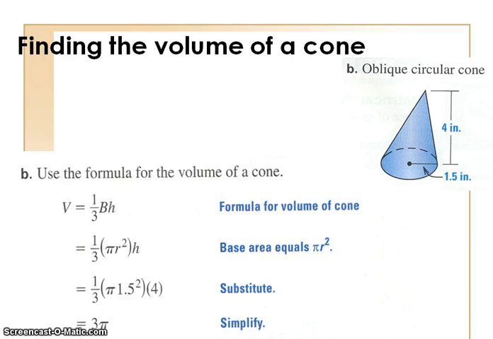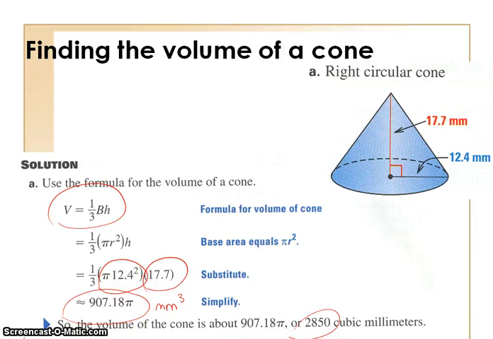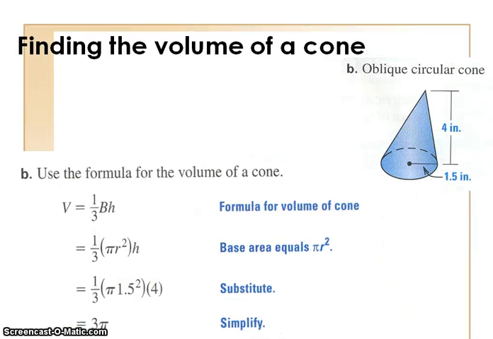And just to show you that we can do this, this was a right circular cone, but there's no reason we can't use the same formula for an oblique circular cone. You just have to make sure that you're being given the height, which in this case has to be the perpendicular distance from the vertex down to the base. So it's the same formula that we're using, and you can see that we get 3 pi inches cubed.